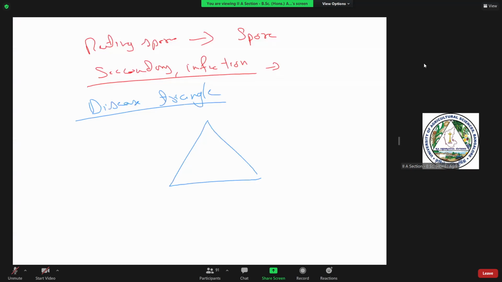A disease triangle basically is a component of three major factors: the host, the pathogen, and the environment. That is the total condition that favors disease development. So for a disease to appear, you need all these three factors: a virulent pathogen, a favorable environment, and a susceptible host. This is called a disease triangle.